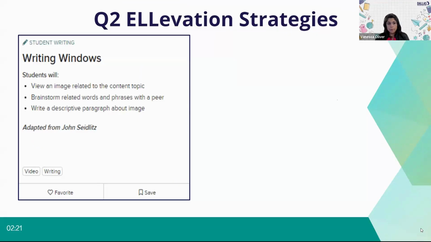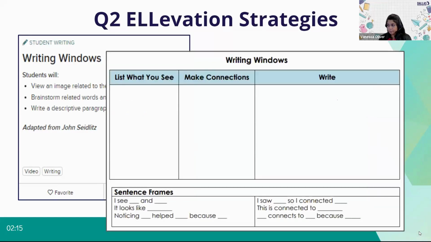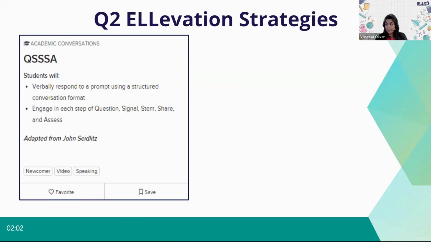Okay, writing windows. Using writing windows, students brainstorm while viewing an image related to the content. On the graphic organizer provided, students will list what they see, make connections, and write about their thinking using the sentence frames provided. Next we have QSSSA.